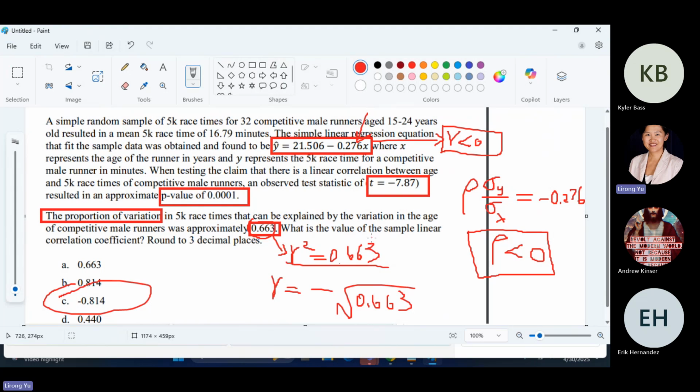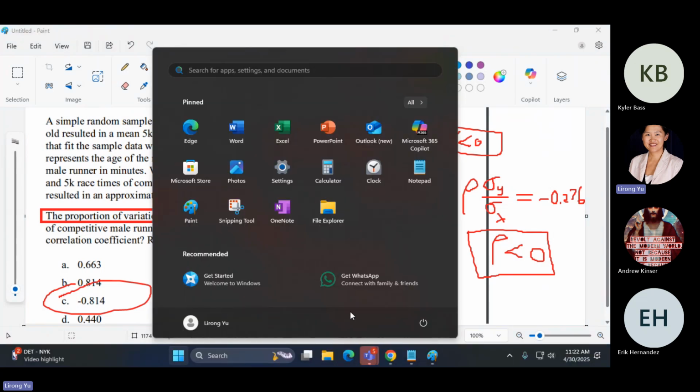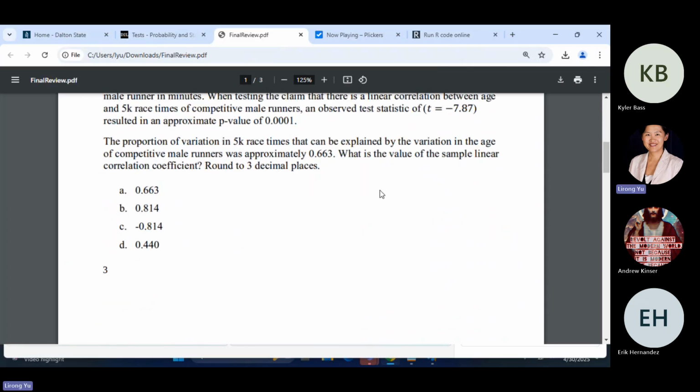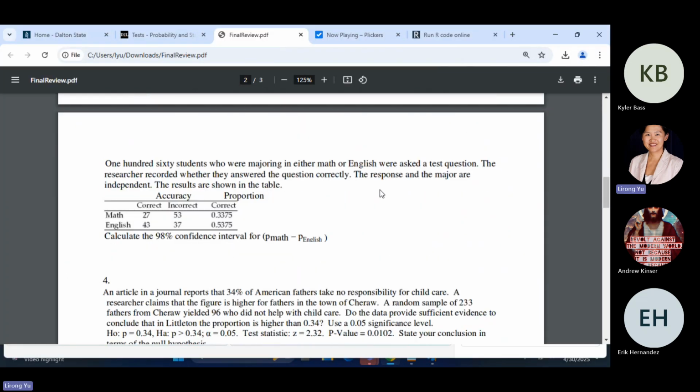Any questions? Okay, again, this is not on our study guide. We're not focused on this, but it's worth mentioning that correlation between two variables is one of the questions that we study in elementary statistics. Now, the next practice question goes: 160 students who were majoring in either math or English took a test.